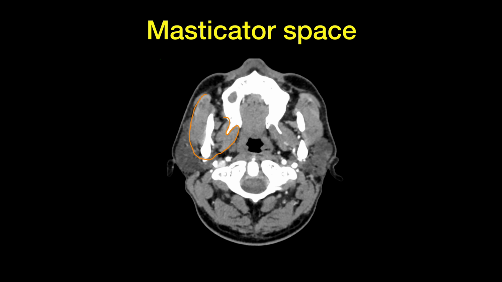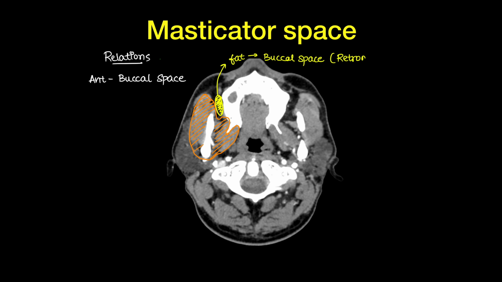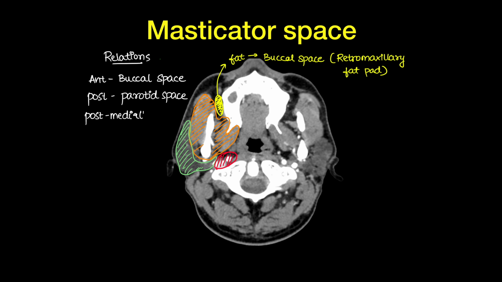Next we have the masticator space. So this is the masticator space. Relations are, anteriorly, it's related to the buccal space. This fat here you can see in black is the fat belonging to the buccal space, also called the retromaxillary fat pad. Posteriorly, the space is related to the parotid space. Posteromedially we have the carotid space. Medially we have the pharyngeal mucosal space.